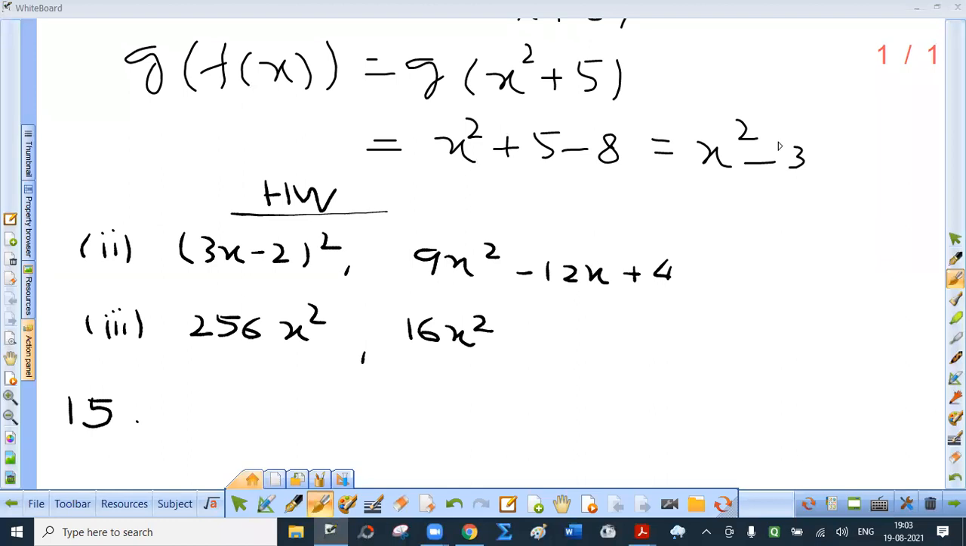15th, let f from R minus 2 to R be defined by fx equal to x square minus 4 upon x minus 2, and g from R to R be defined by g of x equal to x plus 2. Find whether f is equal to g or not. Yes, what is your gut feeling? Can they be equal?